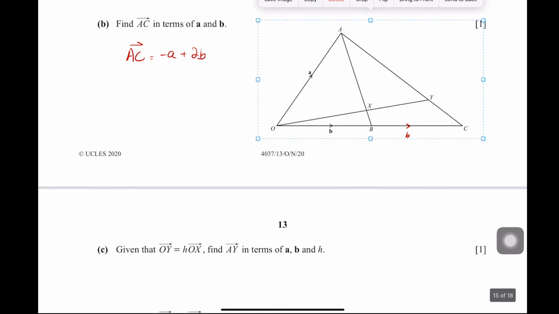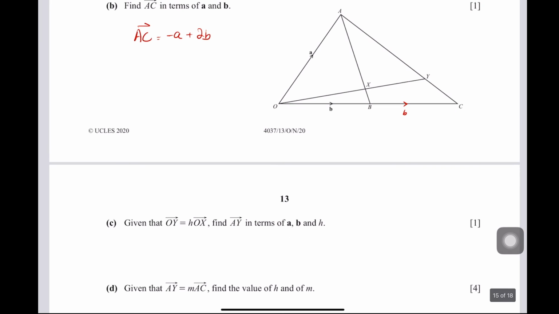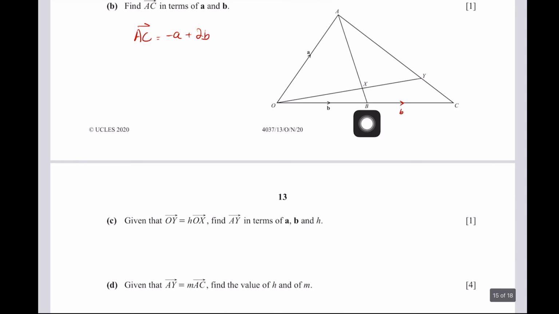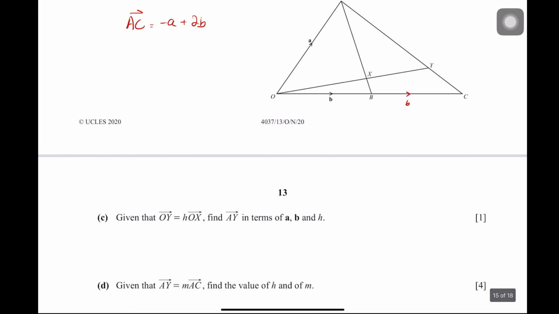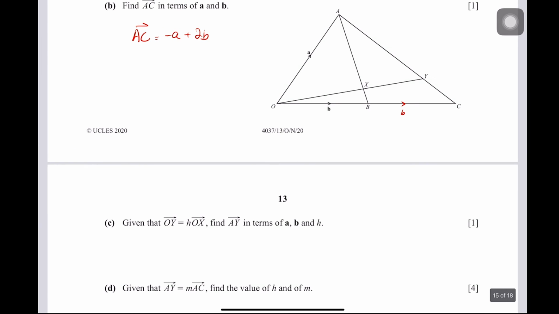Okay, now here is part C. So we'll use this diagram over here. It says given that OY equals H times OX. Find AY in terms of A, B, and H. Okay, so let's see what we can do in order to get from A to Y. One way to go from A to Y would be that we go from A to O, and then we go from O to Y.